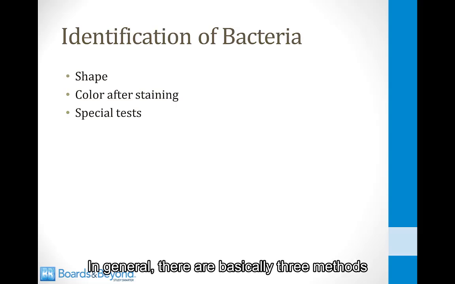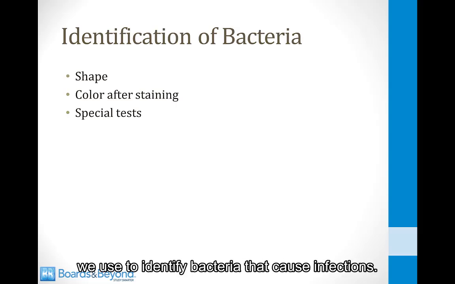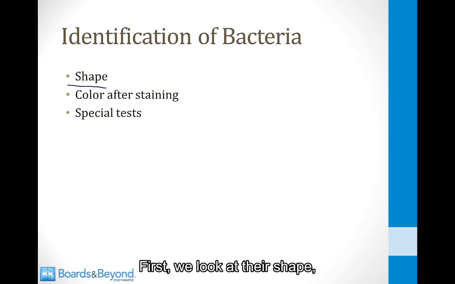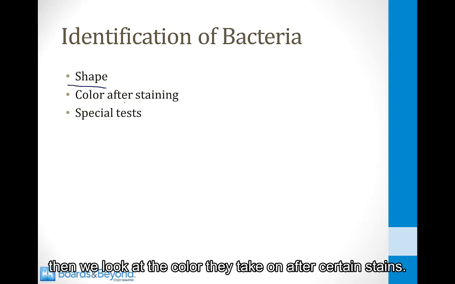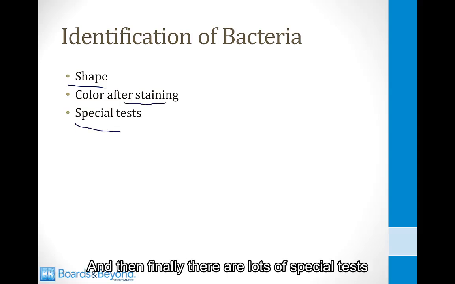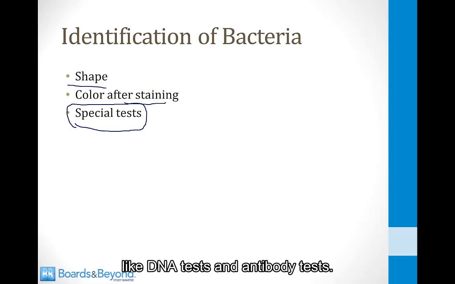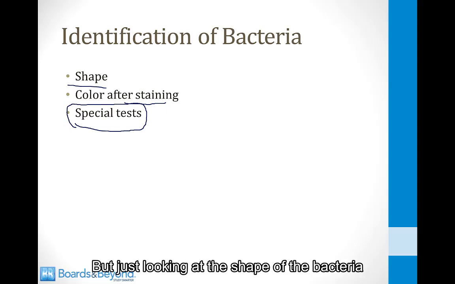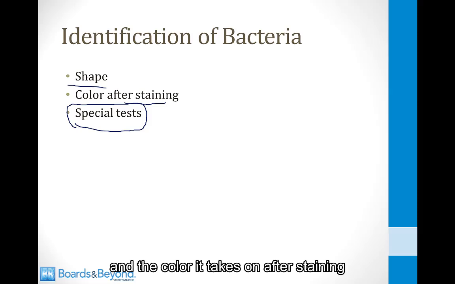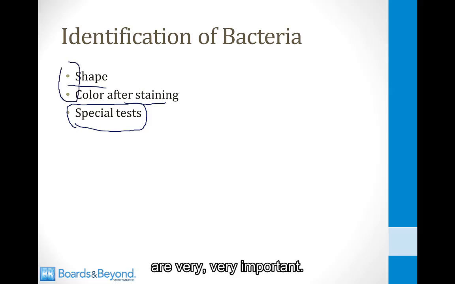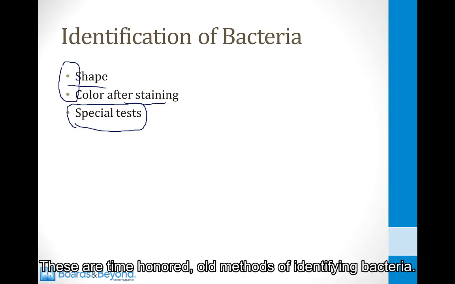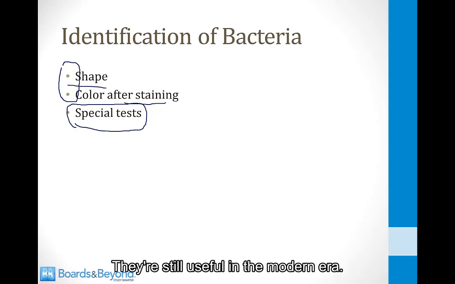In general, there are basically three methods we use to identify bacteria that cause infections. First, we look at their shape. Then we look at the color they take on after certain stains. And then finally, there are lots of special tests like DNA tests and antibody tests. But just looking at the shape of the bacteria and the color it takes on after staining are very, very important. These are time-honored old methods of identifying bacteria, and they're still useful in the modern era.